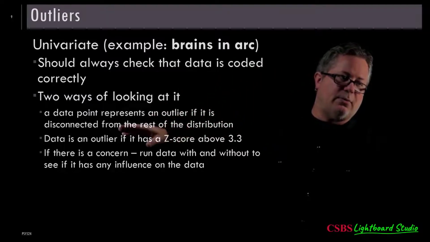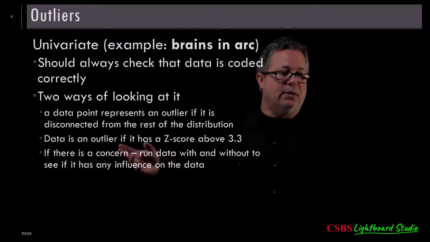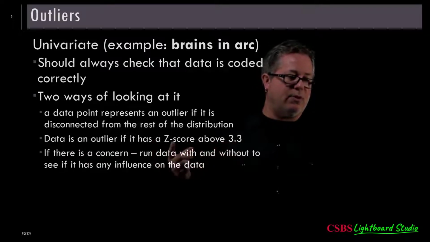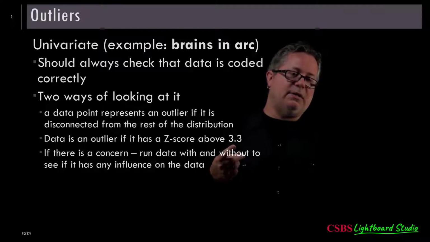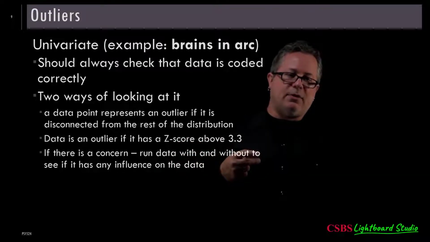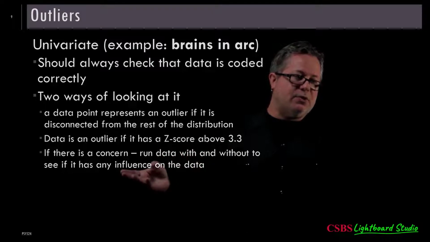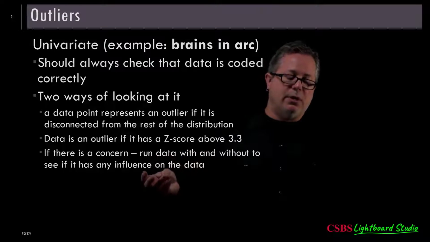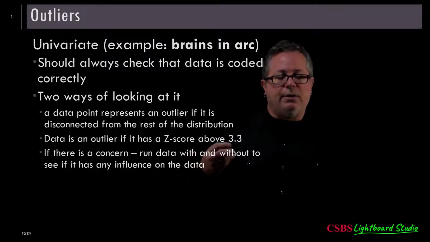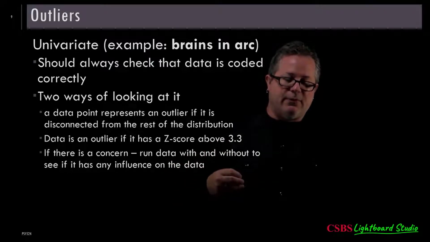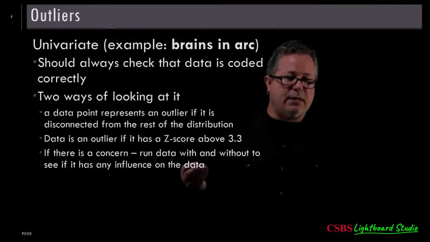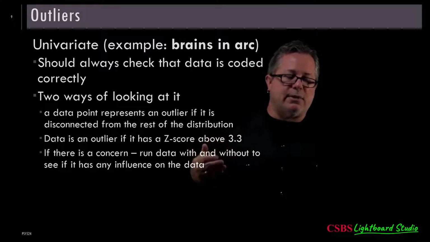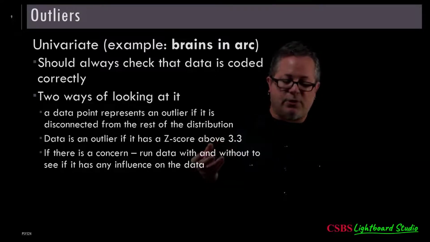There's two ways of looking at outliers. A data point represents an outlier if it is disconnected, or if it has an extreme value, again, this sort of 3.2, 3.3 z-score value. If it has a large z, then it's actually different than like 99% of the rest of the distribution. If there is a concern, you should run the data with and without the outlier to see if it actually influences your outcome. So you could do an ANOVA with the outlier in and with it out. If the outcome changes dramatically, like it's significant with and not without, then that score is having an undue effect on your outcome and probably should be removed. It's having too much influence.